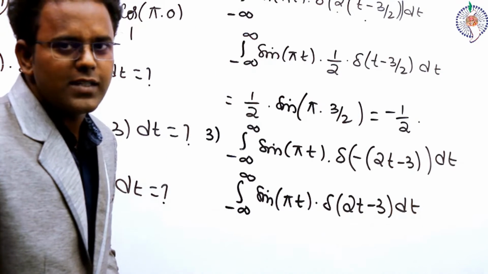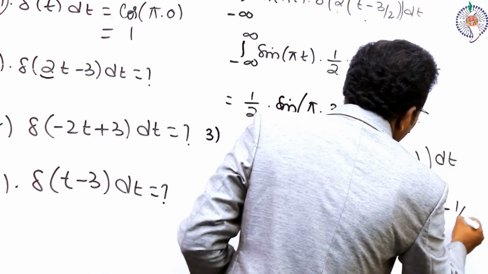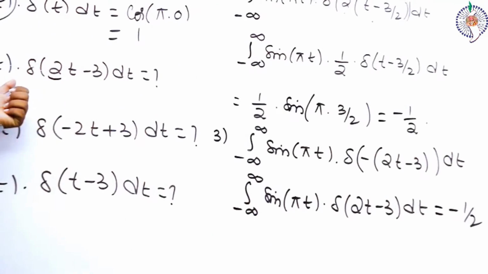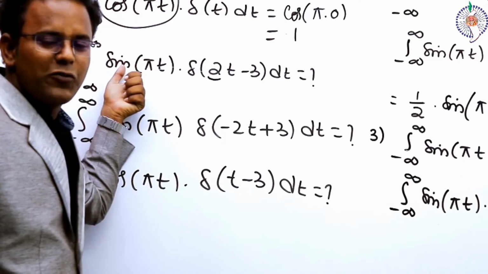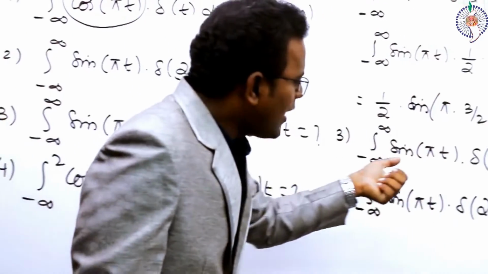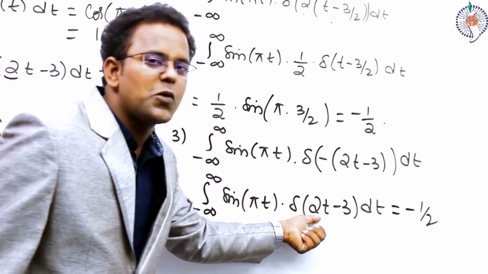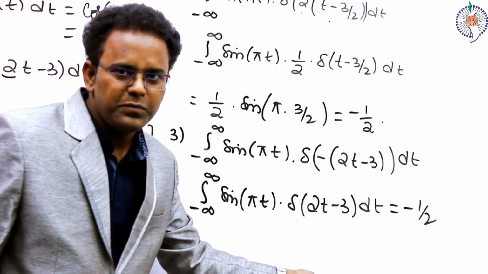Can anyone say now the answer? Yes, exactly. Minus 1 by 2 only. Why? Exactly, this is the second problem only. So, after avoiding the reversal, how to proceed? Later take 2 common, scaling. Next apply property number 5.